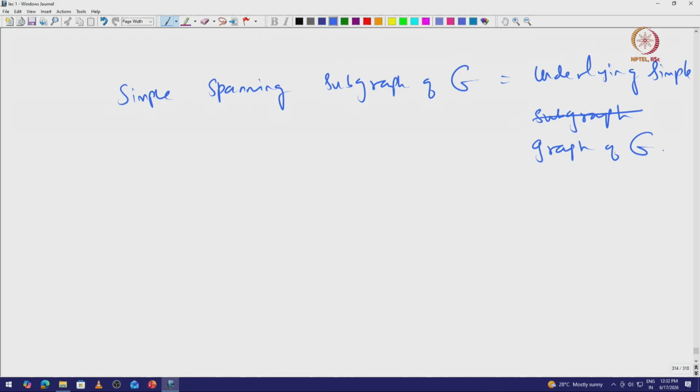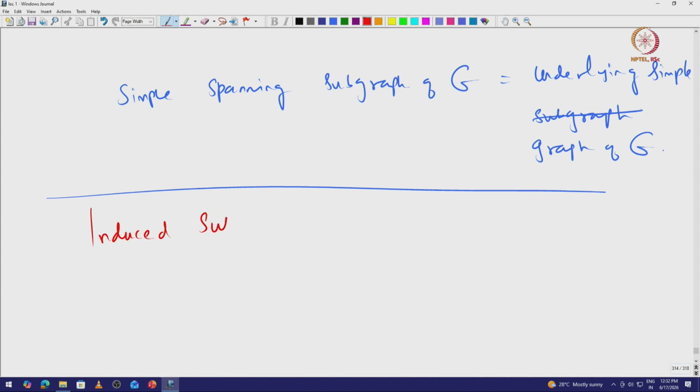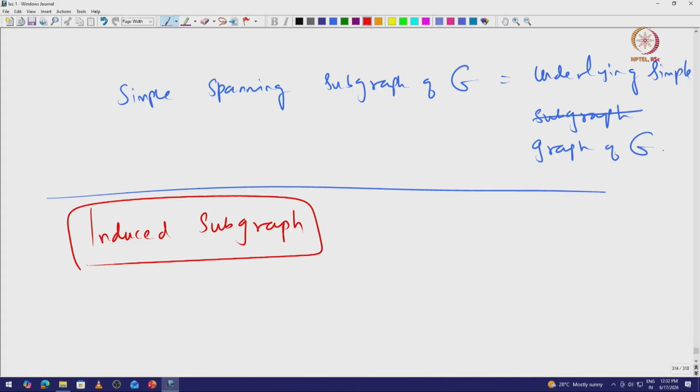So, there is another important notion called induced graph. So, let us define that. Induced graph is slightly stronger than subgraph. So, induced subgraph. So, what is it? Let us first look at the vertex induced subgraph. So, let us take V dash to be a subset of V of G, where V of G is the vertex set of the given graph G.